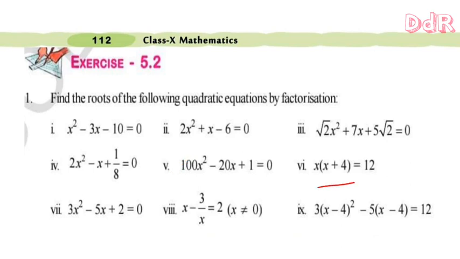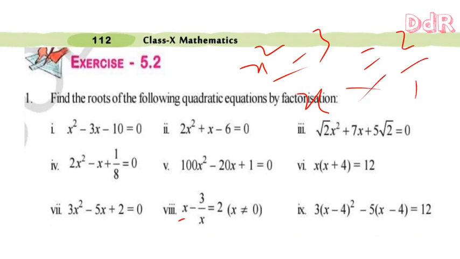Sixth one, x bracket of x plus 4 equals 12. x multiplied inside gives x square plus 4x, and 12 transposed to the left side is minus 12 equals 0. Now it is in the standard form of a quadratic equation. Next, the seventh one, okay, it is already in the standard form. Next, the eighth one, x minus 3 by x. Here also first you take the LCM. So 1 comma x, LCM is x. So x into x, x square minus 3 is equal to 2.